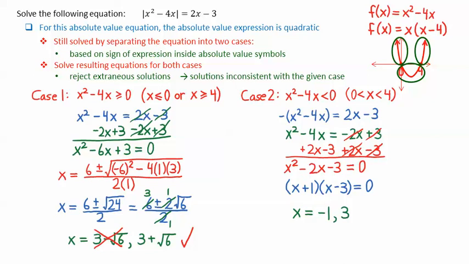Again, we have to check these two solutions. For x equals negative 1, note that this is not between 0 and 4, so we must reject this first solution. 3, however, is in between 0 and 4, so this corresponds to a good solution. Overall then, our solution to the absolute value equation is x equals 3, or 3 plus root 6.